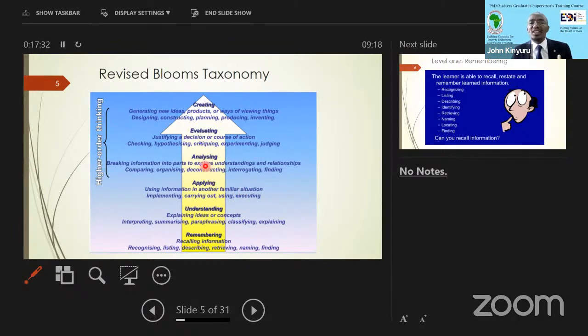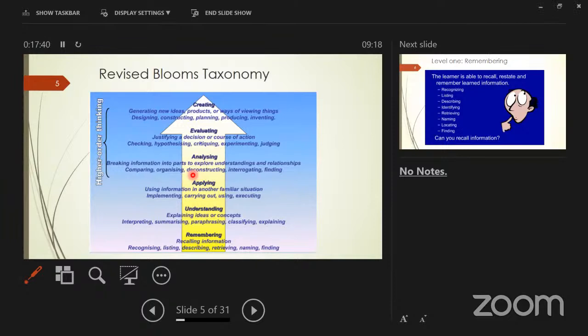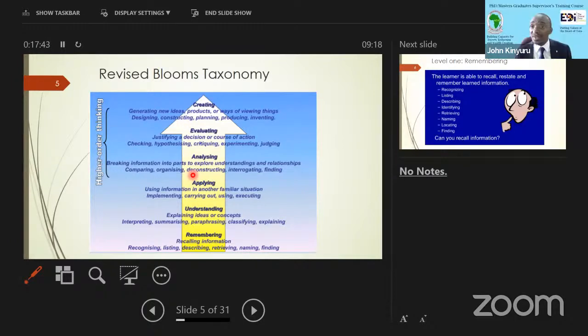You want them to break information into parts, to explore different understandings. This is now where they start looking at theories, different theories and relationships.